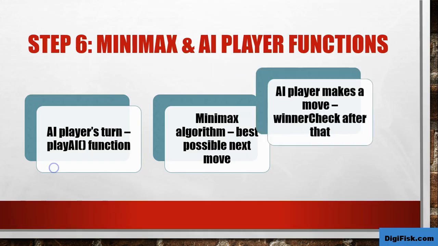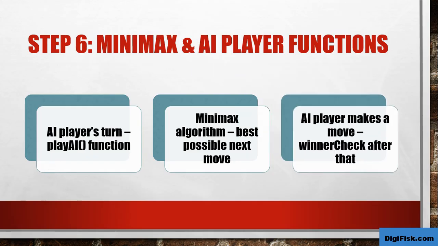Then the AI player will be asked to make the move, which will be reflected on the screen, after which we'll be calling the winner check function to see if the AI player has won after this move or if the game has ended in a draw. If not, the game will continue as usual with the next move. So these are the steps for creating our app. I've explained all of them in English in simple words.